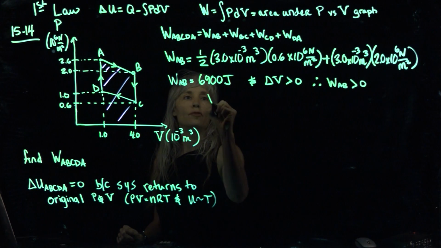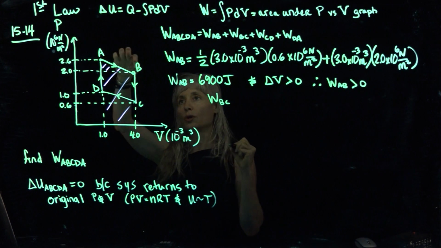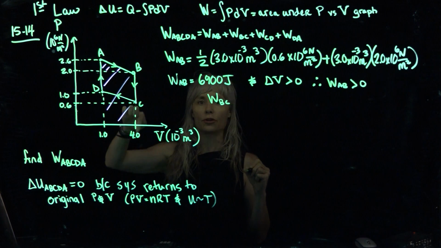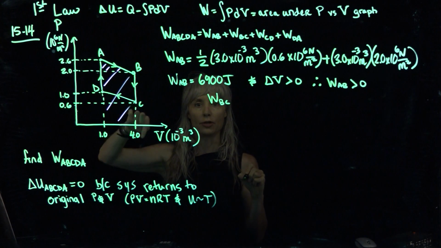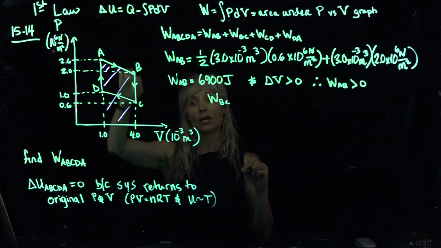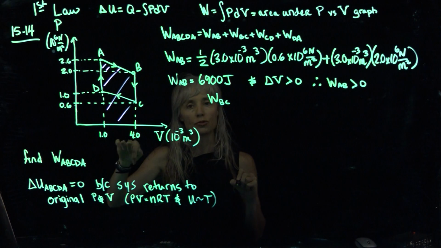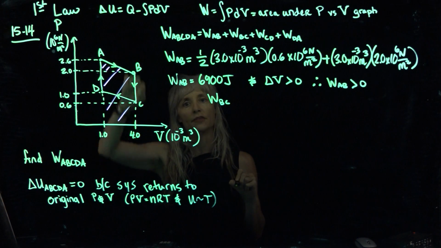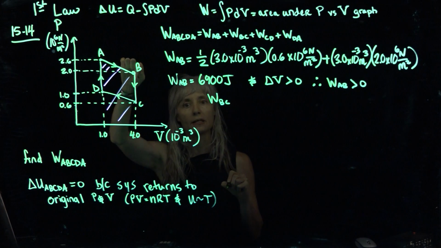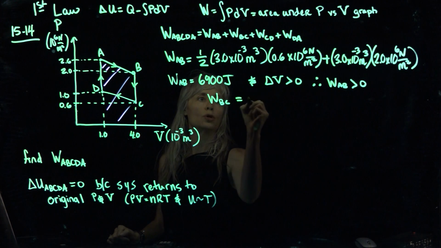What about the work from B to C? What is the work from B to C equal to? Well, what's the area under the curve here? There is no area under the curve. In addition, the change in volume is 0. So remember, anytime there's no change in volume, there's no work done. This is an isovolumetric process. Isovolumetric process, the work is 0.